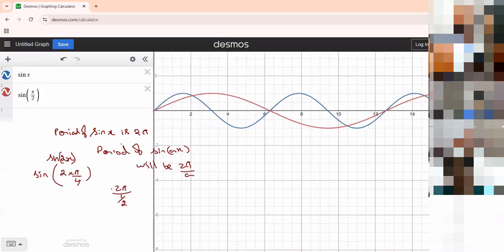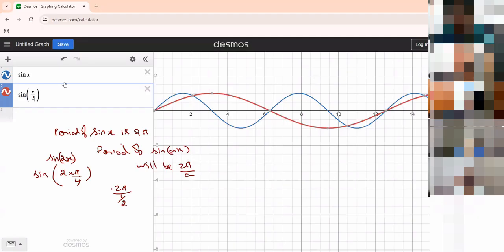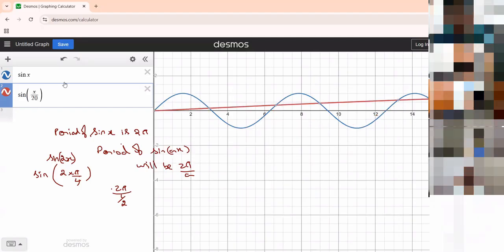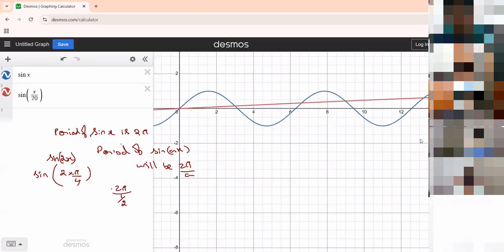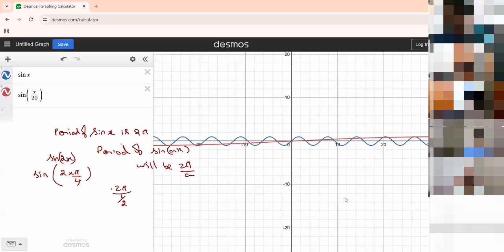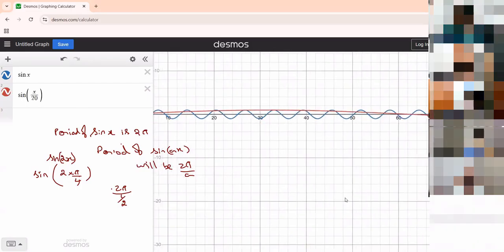So more and more I'm going to divide this angle, then what will happen to my sine graph? It will almost look like a flat line. Yes, sir. If I do sine of x by 20, see what's happening. It almost looks like a flat line. And what is happening to my period if I multiply by 1 by 20, meaning 2 pi divided by 1 by 20 will become 40 pi. The period will then become 40 pi. Can you see that?